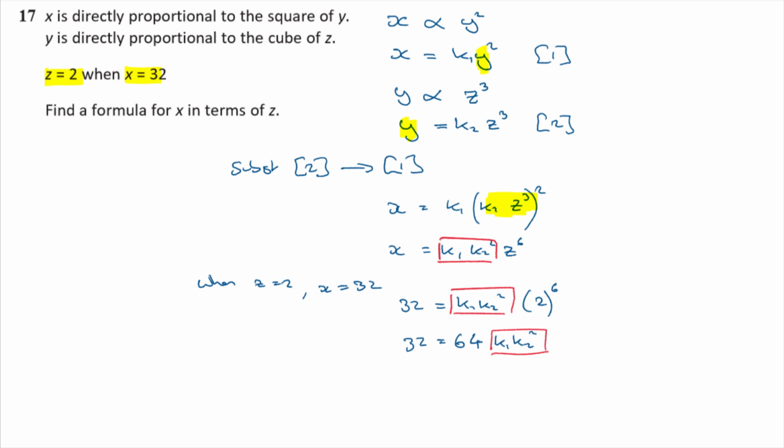So then if I divide both sides by 64, I'm left with my k1, k2 all squared super constant on the right, and I've got 32 over 64, which is the same thing as a half on the left. Okay, so my k1, k2 compound constant is a half. So if you have a look up here, that x is that k1, k2 squared times z to the power of 6. So that means our x equals a half of z to the power of 6, doesn't it?